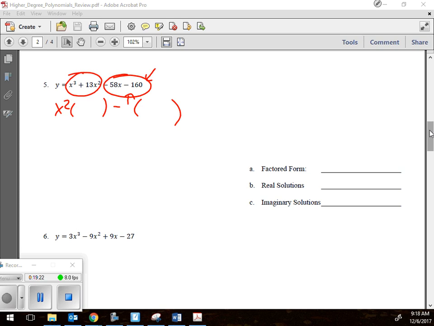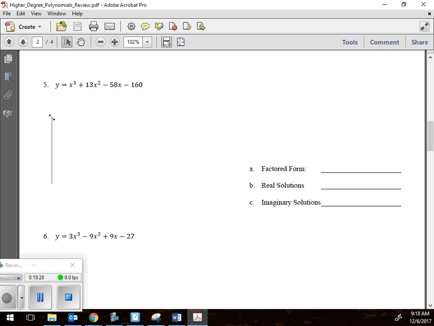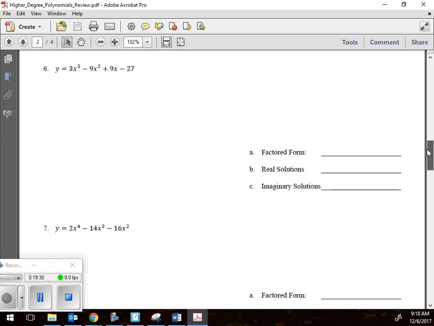All right. On this next one, once again, there's a GCF. Look at number 6. What goes into everything on number 6? 3. 3 does. You take a 3 out of this, this, this, and this, and then your problem's way easier.